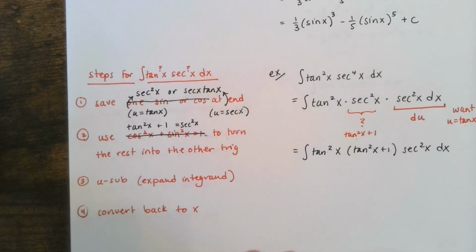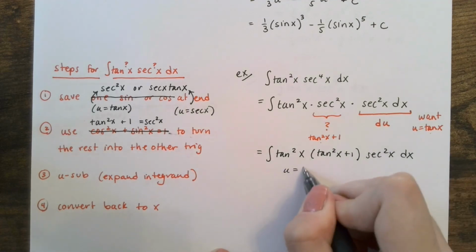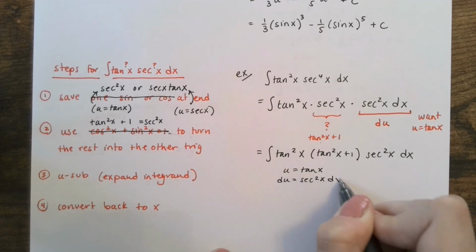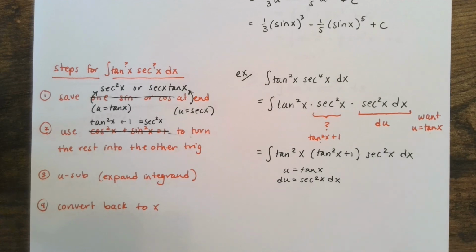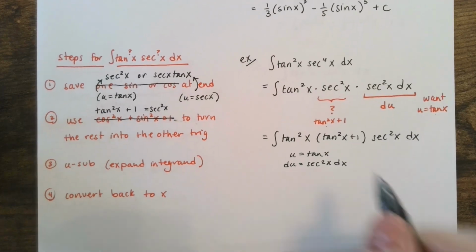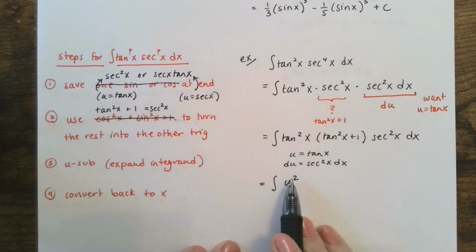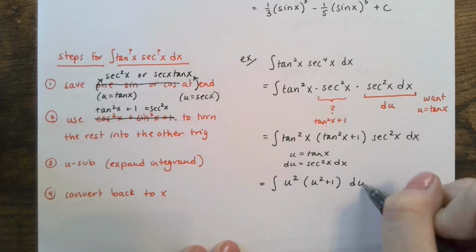And now we are ready to do our u substitution. This definitely looks kind of messy, but it's totally gonna work. So my u substitution is for tangent. That makes my du secant squared dx, which is conveniently sitting right here. And this looks a lot like the example above. It's a little different, but it's really similar once we put in the u's. All right, so we would have u squared, that's tangent squared, times u squared plus 1. And then all of this is du.